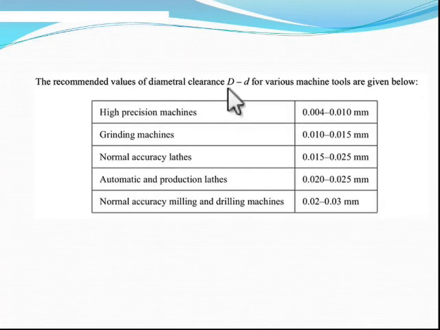Here we see some more recommendations of the diametral clearance for the different precision of machinery. For high precision machines, we have a value of between 0.004 and 0.010, and for normal accuracy machines it becomes 0.02 to 0.03 millimeters.